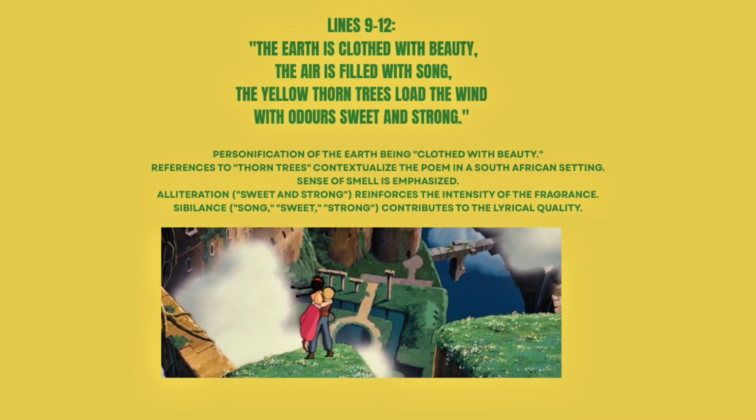And then looking at the part that says thorn trees, right? So this gives context to the poem a little, right? So the poet is a South African poet, or she's someone from South Africa. And the fact that she writes thorn trees, it gives context to the poem, right? And then the trees are full of flowers, which emphasizes the sense of smell that we can smell. And like I said before, the repetition of the letter S just reinforces how strong the smell from these flowers are.